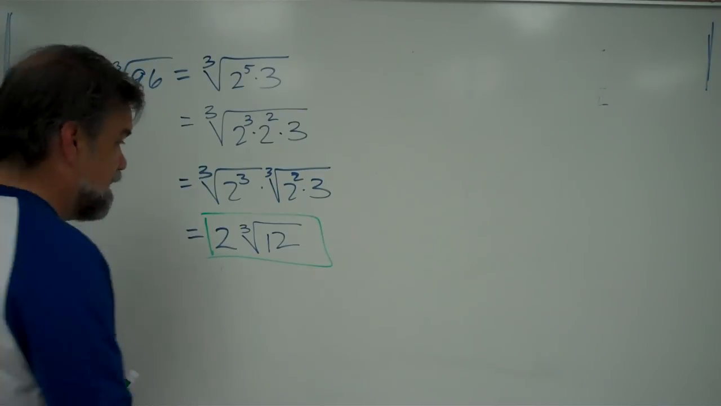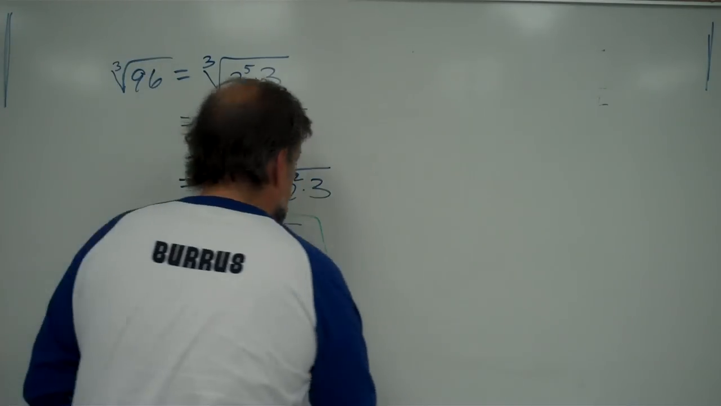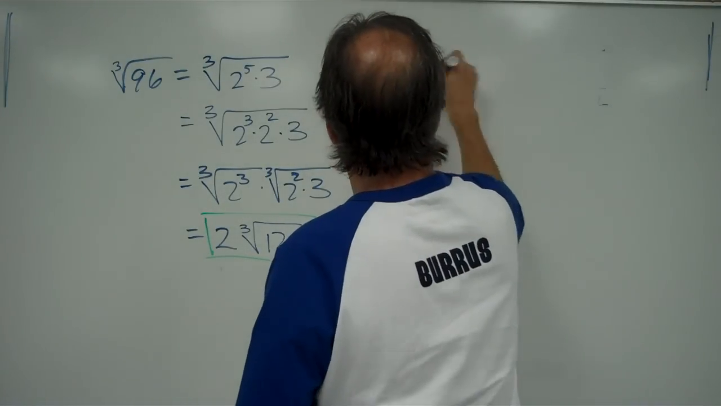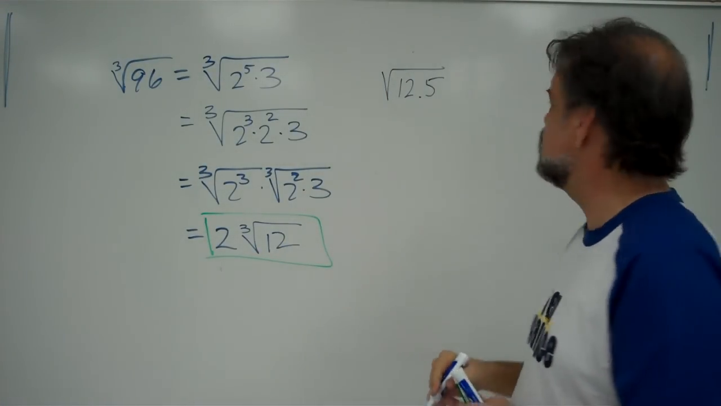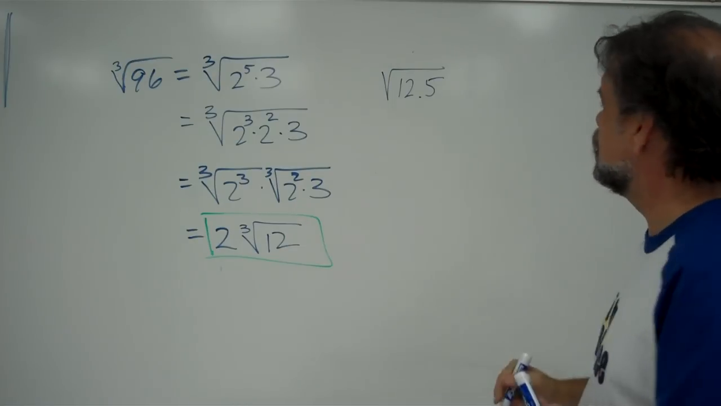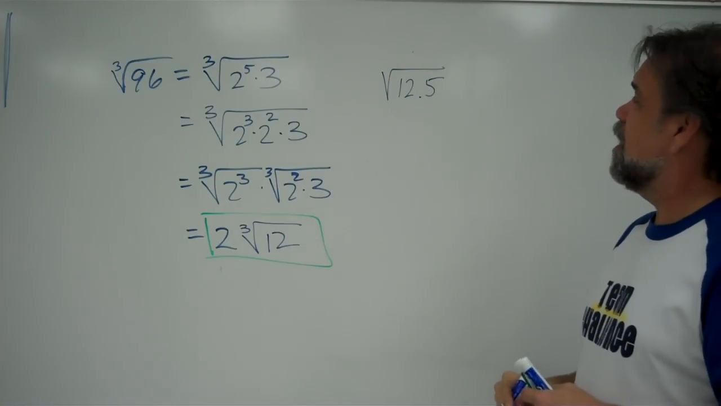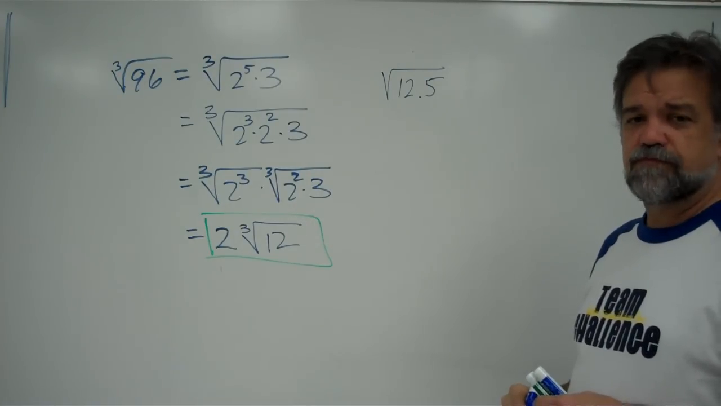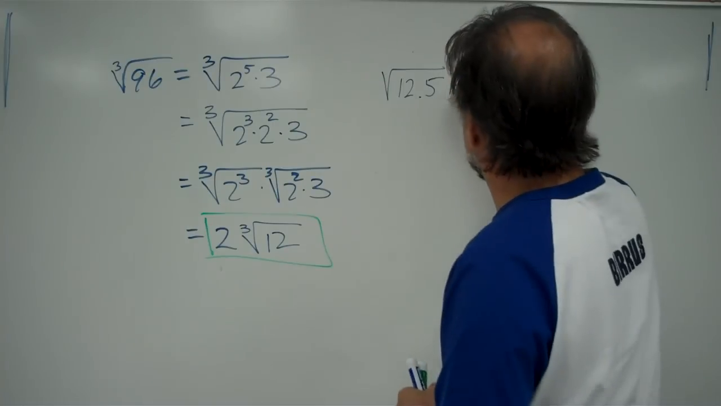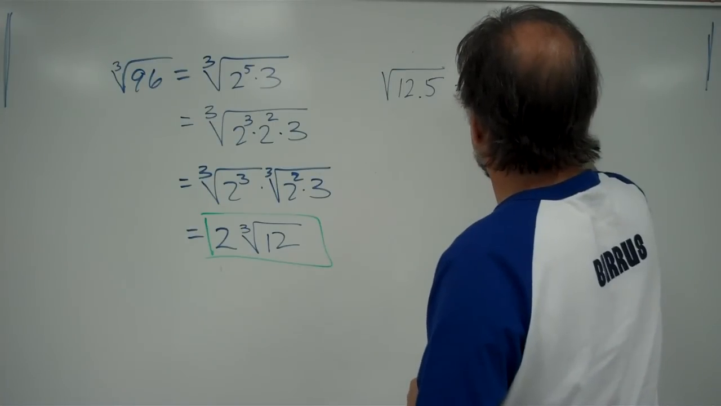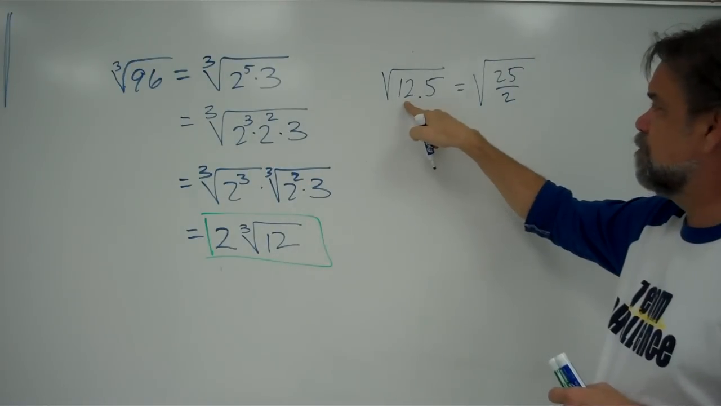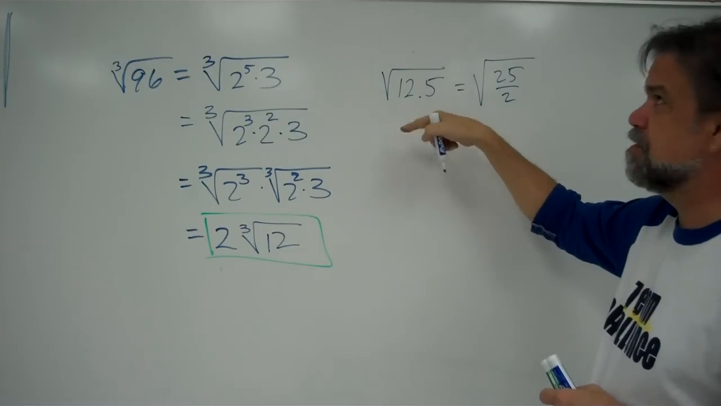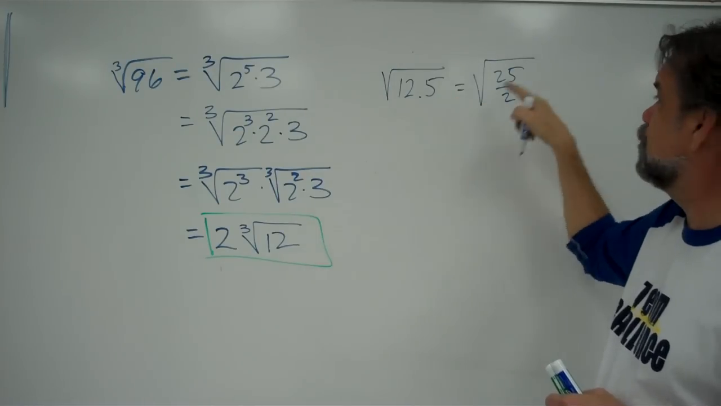Let's do one more. Actually, let's do one more square root. Let's do the square root of 12.5. Oh, a decimal! Oh my God, what do we do? Well, I would say, let's change that to an improper fraction. Let's call it 25 over 2. Okay? 12.5 is 12 and a half, which is 12 times 2 plus 1, 25 over 2.